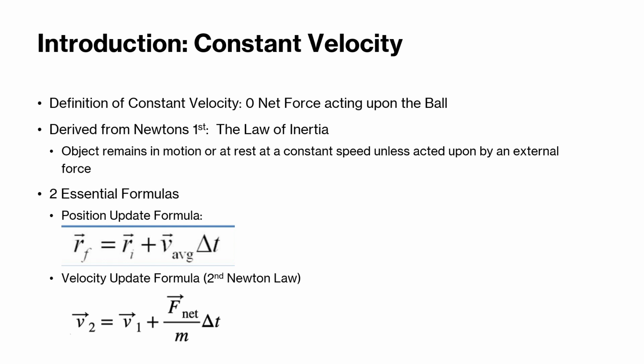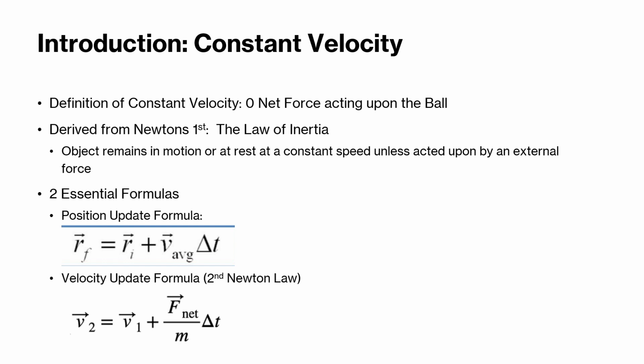For this lab, there are two essential equations that will be used in the computational model as seen below. The position update formula provides us with the final position. In this lab, since there is a constant velocity throughout, v final is equal to v initial, making the v average in this equation equal to the v initial as well. The velocity update formula provides us with the final velocity when there is a constant net force acting upon the object. In this lab, since our net force should be equal to zero, v final will be equal to v initial as well.